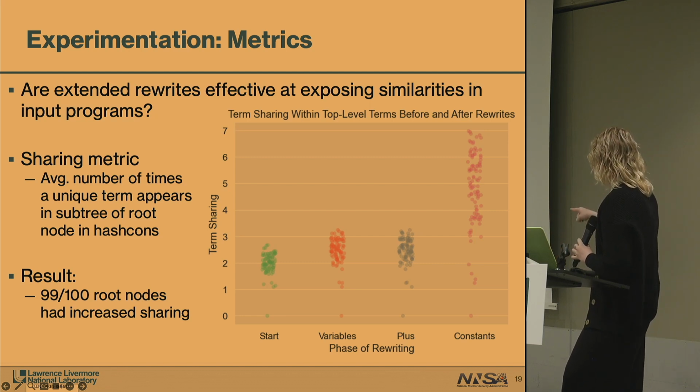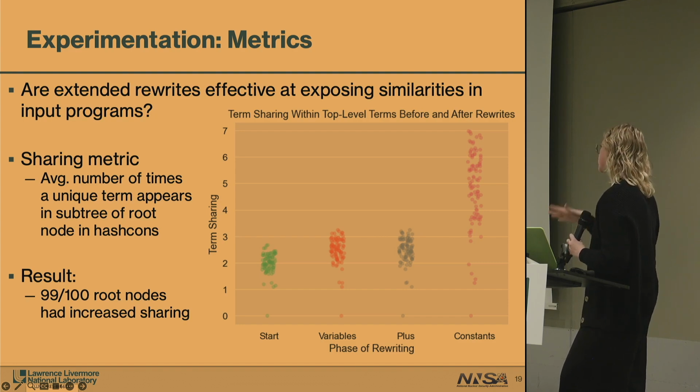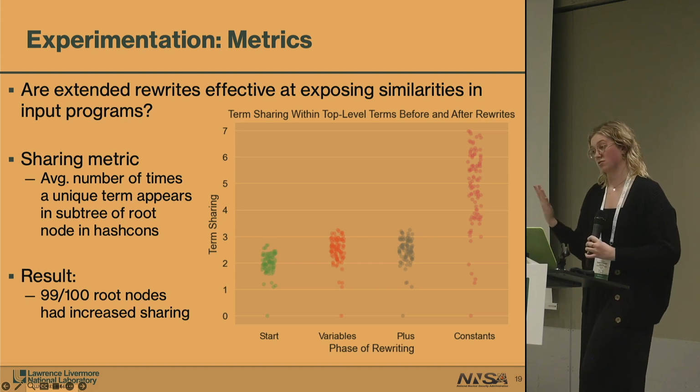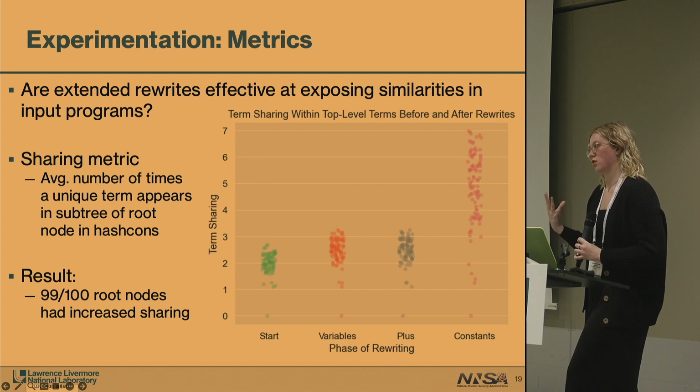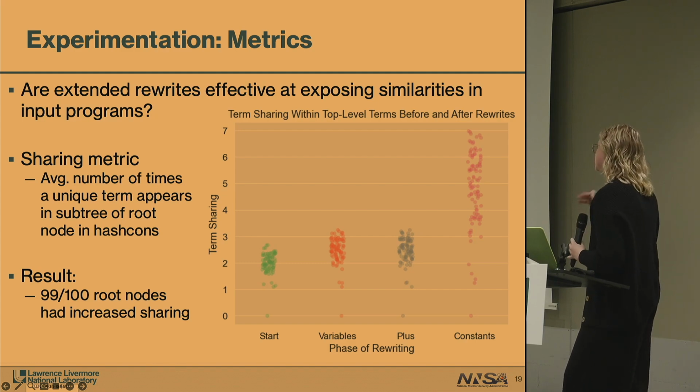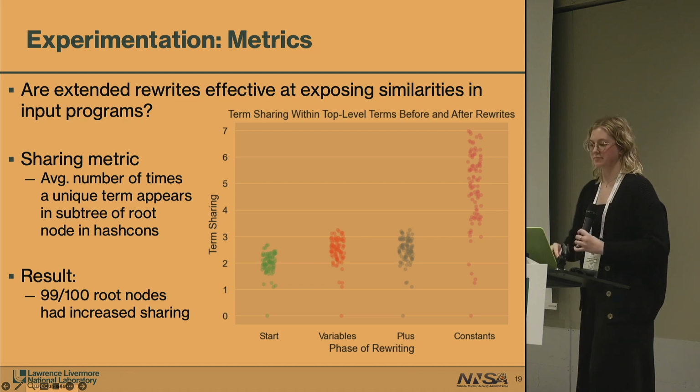In terms of the constants rewrite, we found that after we applied that rule to discard the specific values of the constants, we saw sharing increase pretty significantly for most of the root nodes. So we see sharing between 3 and 7 for these root nodes, with a few outliers that started with low sharing to begin with. But given that 99 out of 100 root nodes had increased sharing, we consider this to be a good result. That suggests that these rewrite rules are effective at exposing these underlying similarities in the input programs.